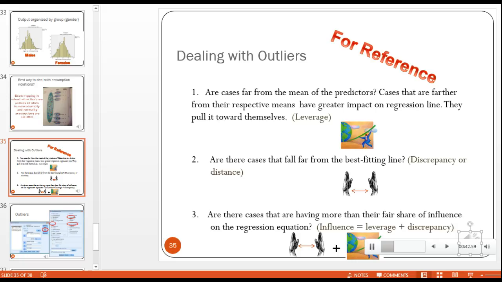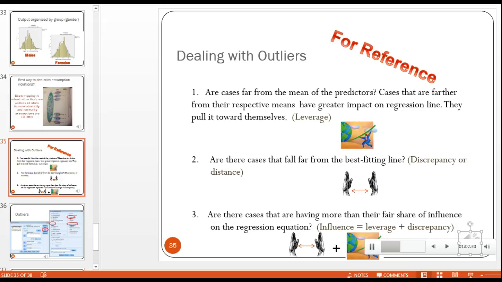Discrepancy is the distance between the predicted and actual score. So this is like a residual. So we would look at the standardized residuals and maybe make a cutoff point of absolute value 3 and consider that to be an outlier. So discrepancy is another way of thinking about an outlier.